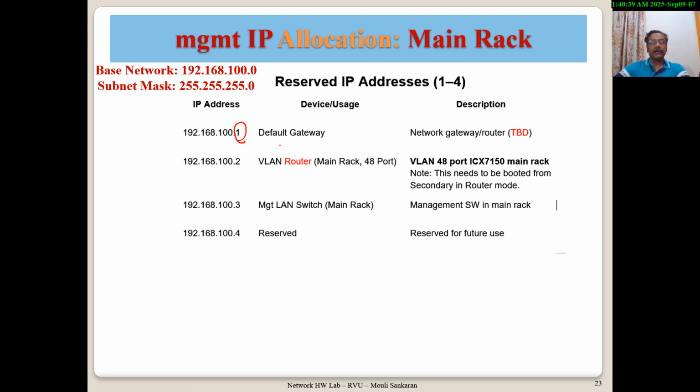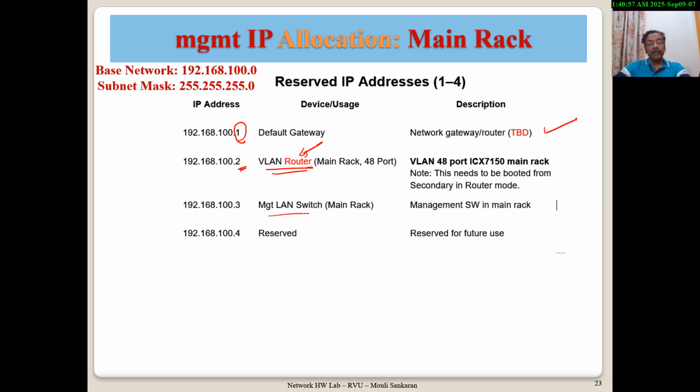And then we have allotted .2 for the router, the VLAN router itself. That device's management port uses this IP. And our management LAN switch itself has an IP address which is 3, and 4 is reserved. Okay. And then this is in the main rack devices.